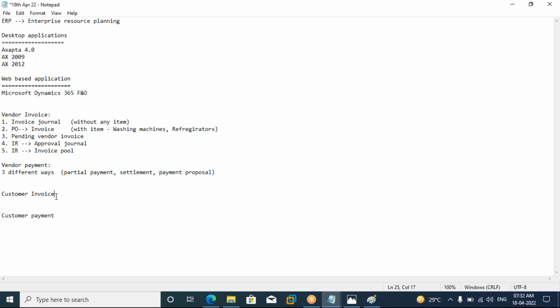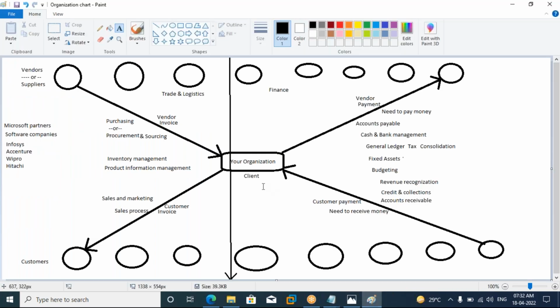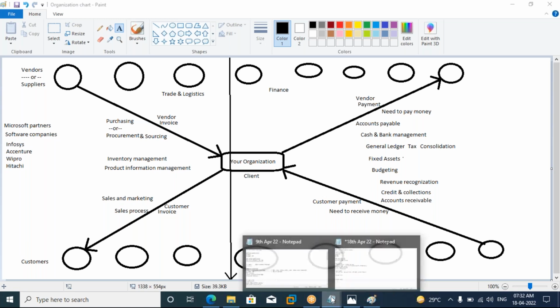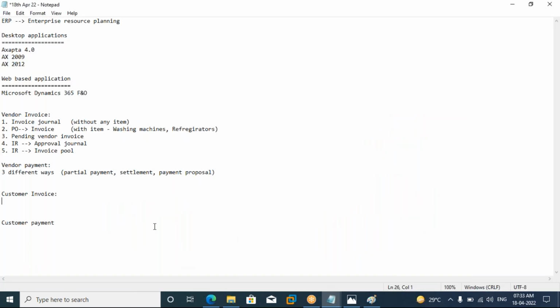And customer invoice, how many ways can we do it? It means you are generating an invoice for the customer and giving the invoice copy to the customer. That is customer invoice. There are 2 different ways. One is free text invoice. Second one is sales order invoice.